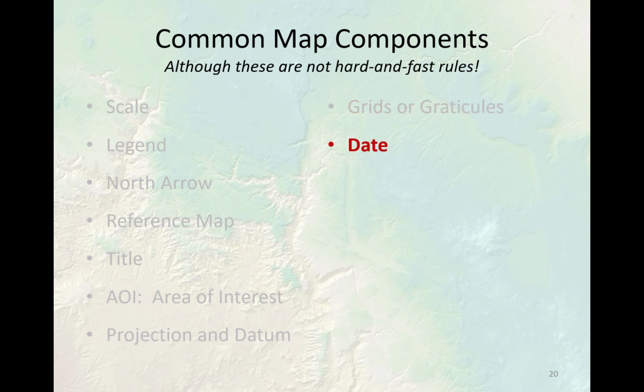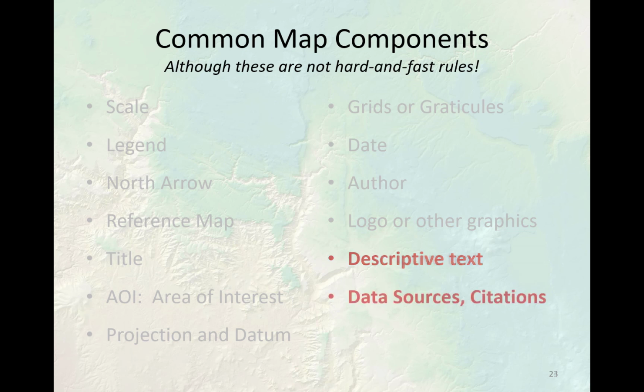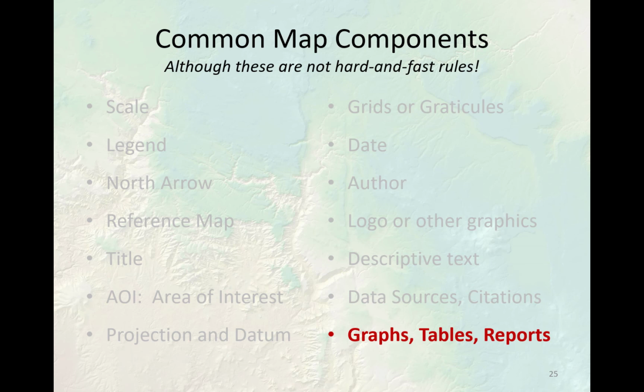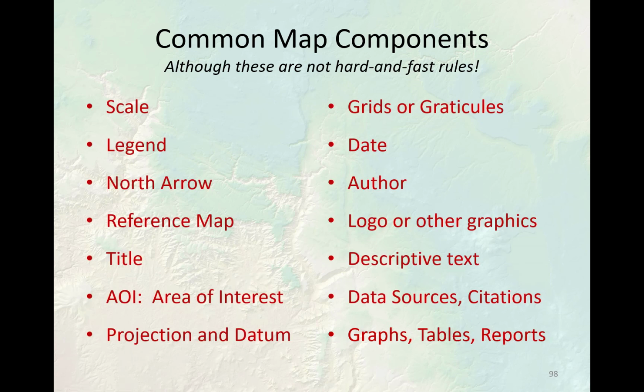It's often good to know when the map was made and who made it, and if the author or the organization that produced the map has some identifying logo they'd want to put on there. Descriptive text explaining what's going on. Data sources, it's always good to cite your data, and sometimes we add various things like graphs, tables, and reports. So these items are commonly seen on maps, are usually good to add, and in most cases they make your map easier to understand and use. As I said, there are exceptions though.